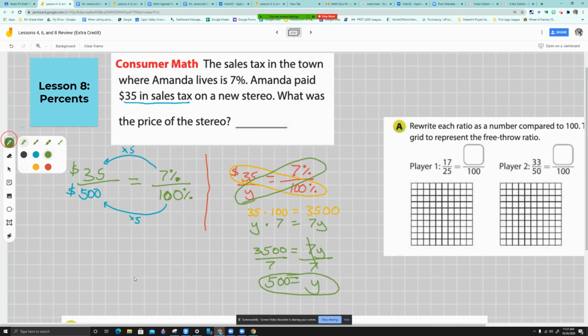I'm going to circle this in red, actually. That's what I meant to do instead of green. Let's back up. And for the answer, the price of the stereo, $500. She bought a nice stereo.